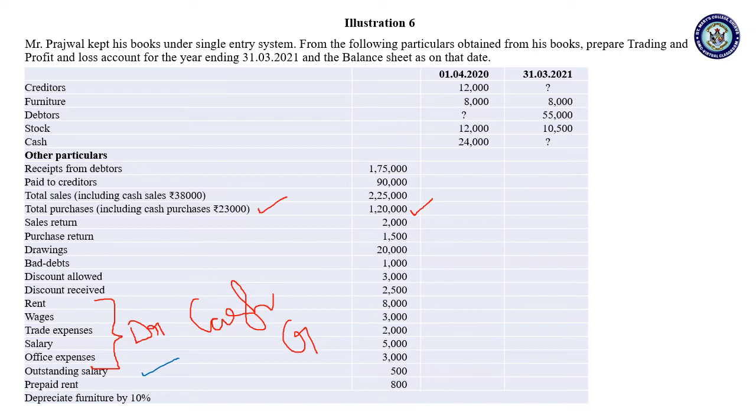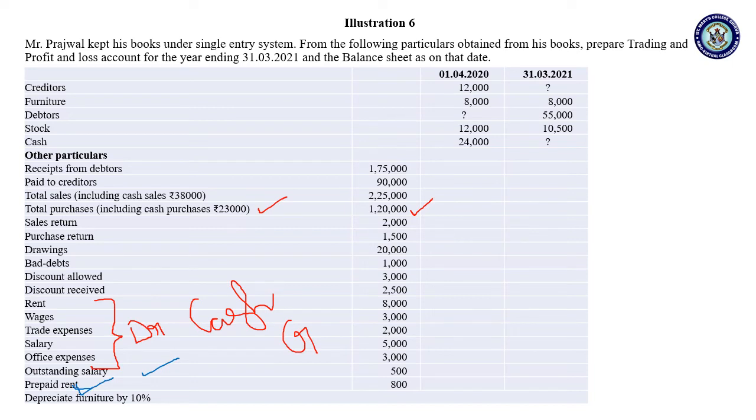If any transaction affects the ledger accounts you are going to prepare, only then pass the journal entry. Otherwise, you just ignore that item, you just record it in the trading and P&L account. That's all. The prepaid rent will not affect any ledger account, so there is no need of passing any journal entry.